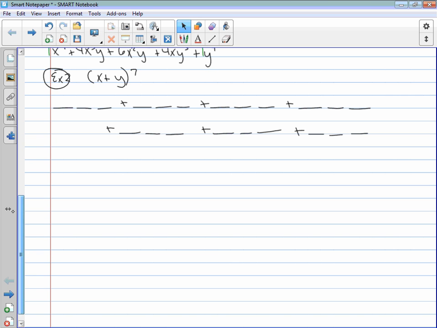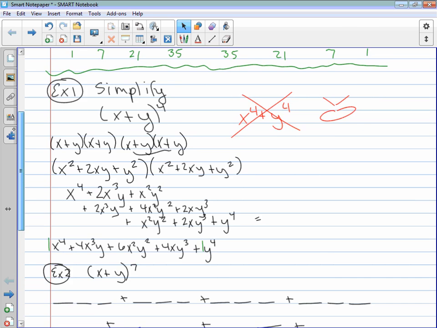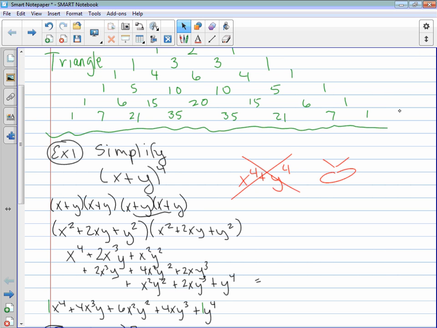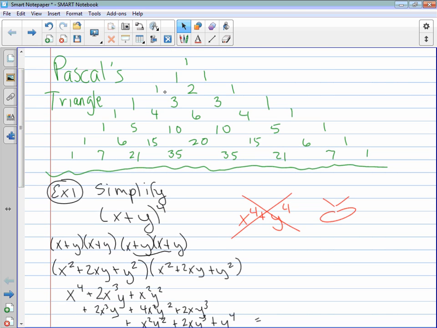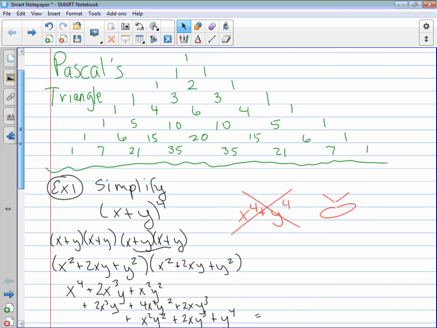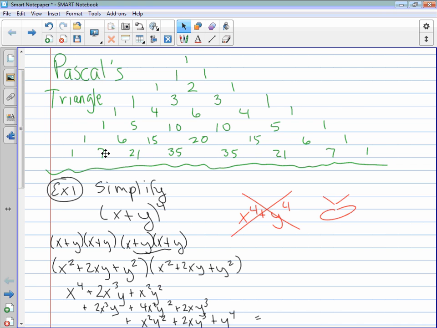Alright, so x plus y to the 7th. What I'm doing is setting up blanks. The first one is going to be the coefficient, the second one is x to some power, the third one is y to some power. So without multiplying it all out, you should be able to look at your Pascal's triangle and figure out what the coefficients are going to be. Pascal's triangle gives you a pattern like this. So all we have to do is say, we went to the 7th power, look for the 7, and your coefficients are going to be that row.